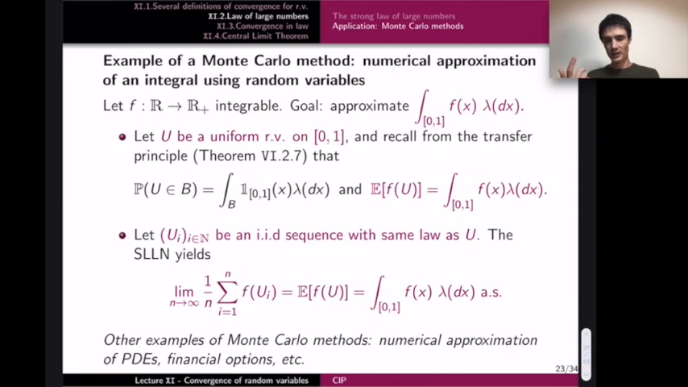So one thing that is missing, and that will introduce the last part of this lecture, is to be able to say what error you're making between the finite sum approximation and the true value. And this can be quantified thanks to the central limit theorem.